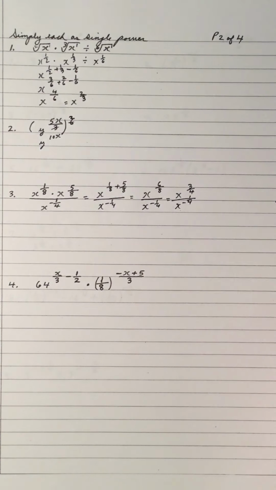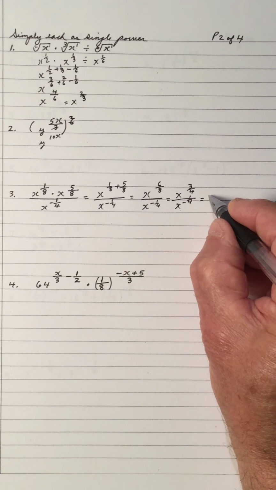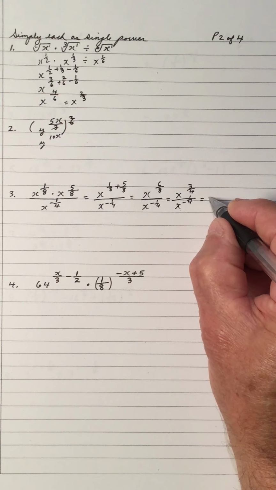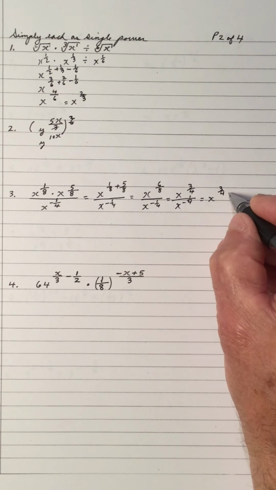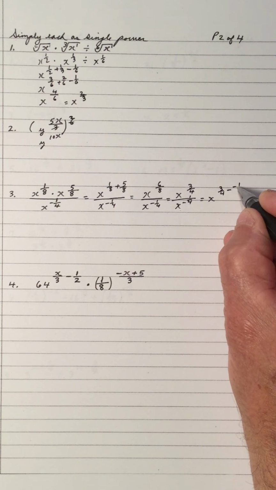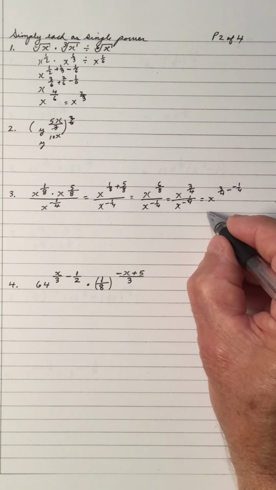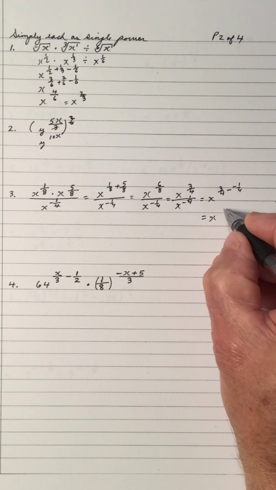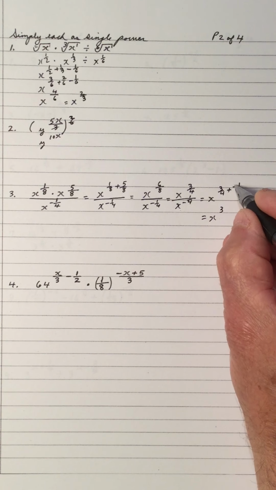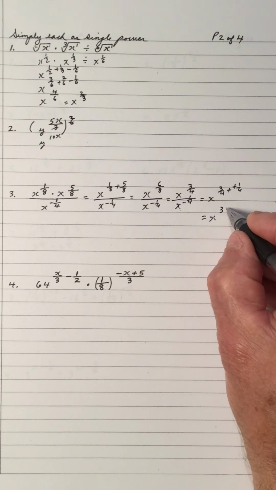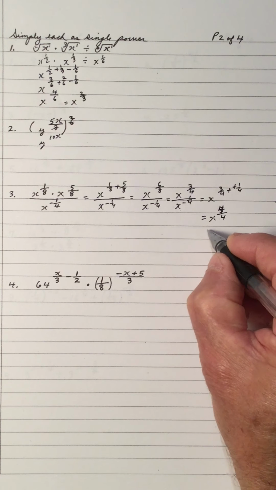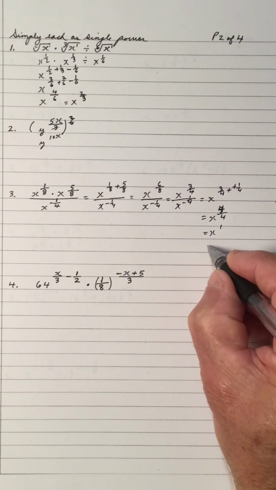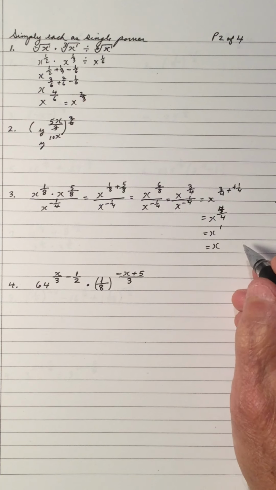So we have x, because we have the same base, when we subtract the 1/4, negative 1/4, so we're dividing, we subtract. So that becomes x to the, that's a double negative, becomes a positive. So that's x to the 4/4, which is x to the 1. So that simplifies to x.